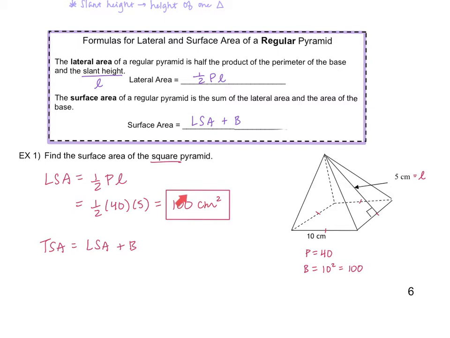So really we're taking the 100 that we got up here and we're going to add it to this base area of 100. So 100 plus 100 is 200. So we have our total surface area as 200 centimeters squared.